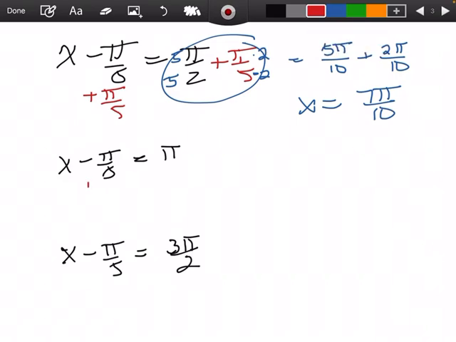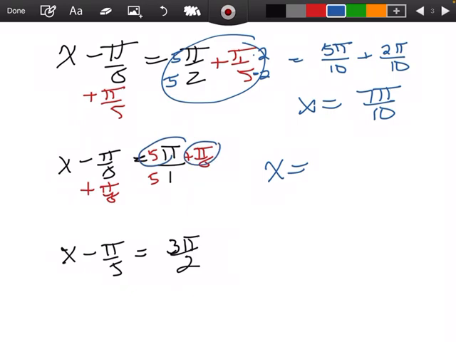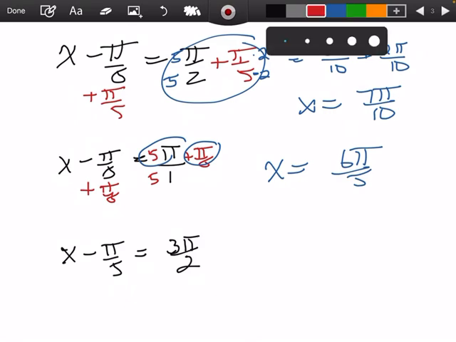Okay. Do the same thing here. We're going to add pi over 5 to both sides. Okay. So again, I'm going to think of this part here. It's pi over 1. So my common denominator is going to be a 5. So that's going to tell me here x is equal to, let's see, 5 pi plus another pi, 6 pi over 5. Okay. And I'm going to do this one last time.